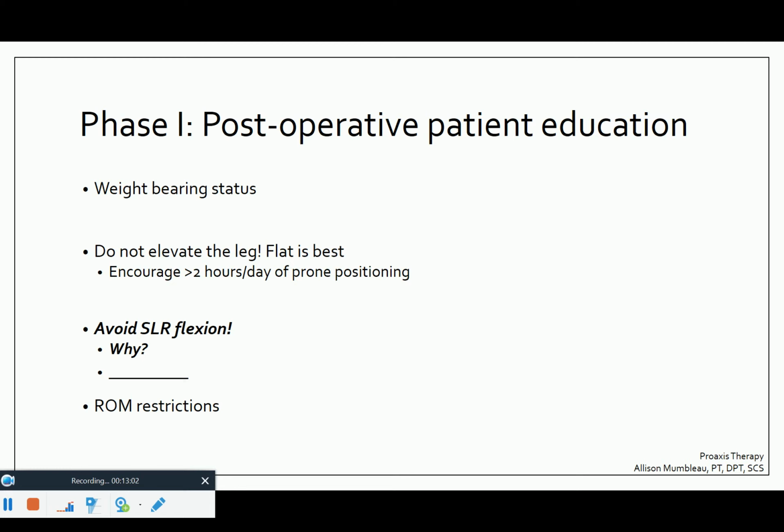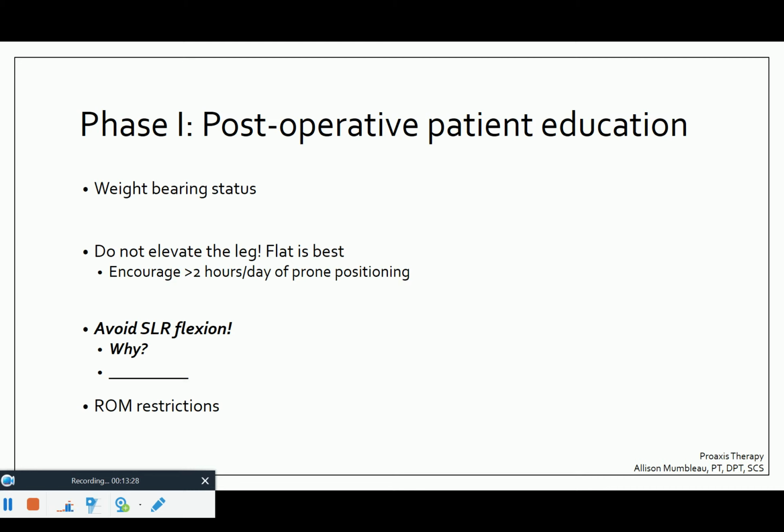You want to avoid, in the first 4 weeks, straight leg raises into flexion. Now, this is a very common intervention that is done for a lot of pathologies, a lot of postoperative surgeries of the lower extremity. Let's get the quad and hip firing. Let's do straight leg raises. But why do you think you would not want to do it with a post-op arthroscopic hip patient?